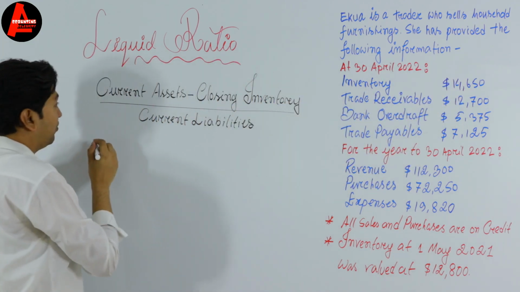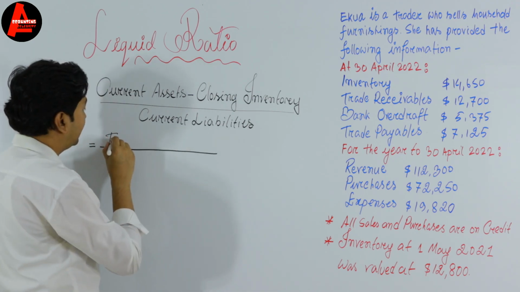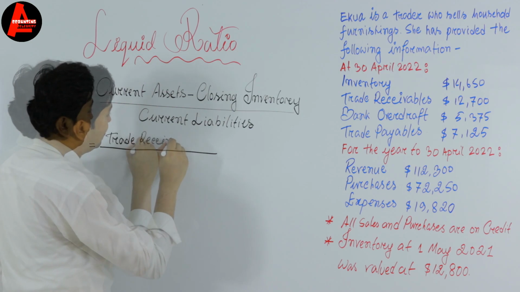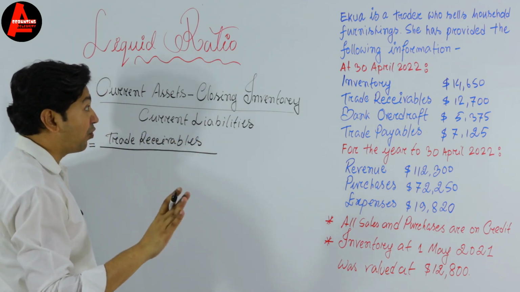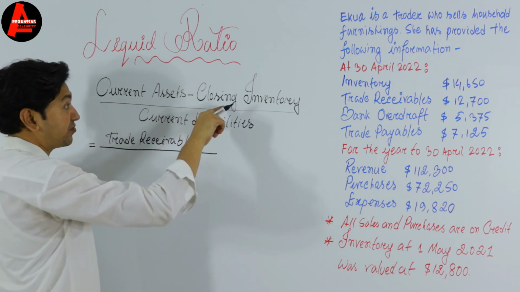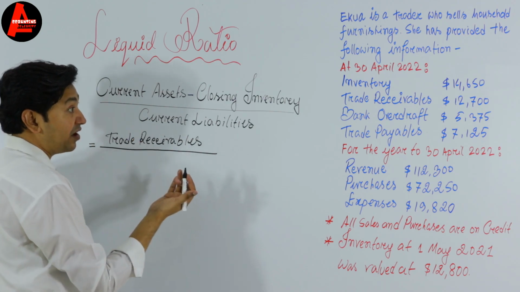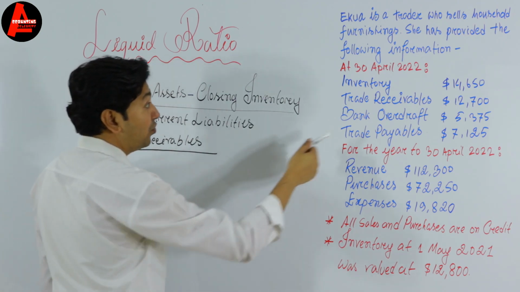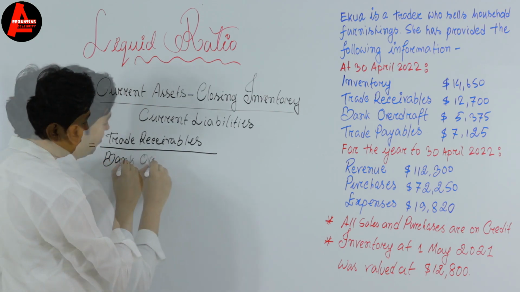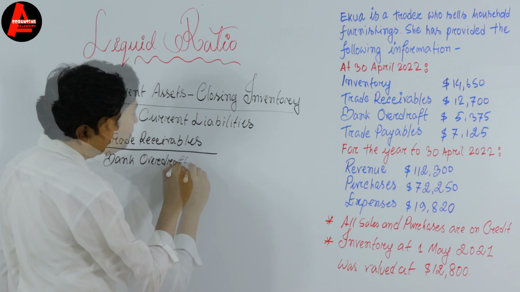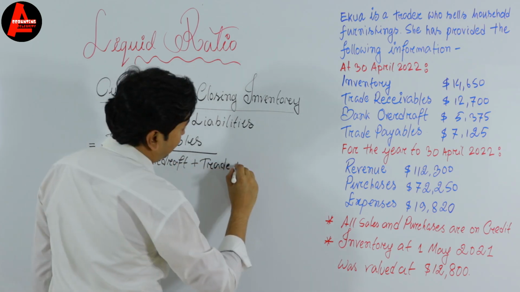Only these two are current assets, so here we will write trade receivables, as we don't have any more current assets. We subtract closing inventory, so we will not write that amount here. Then we have current liabilities. What are these? We have bank overdraft plus trade payables, right?